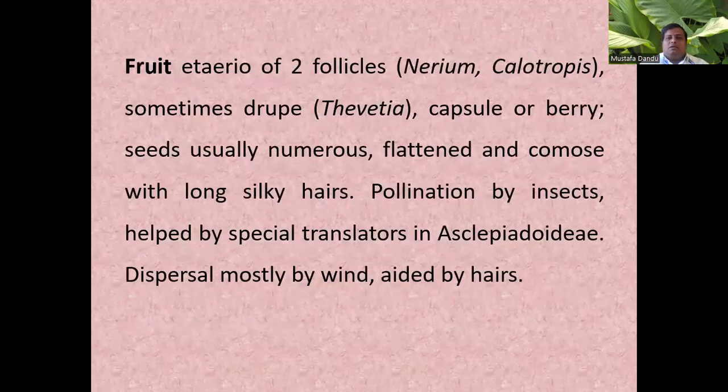Fruit is an etaerio of follicles, like Nerium and Calotropis, as you can see. Sometimes drupe, like in Thevetia, capsules or berry. Seeds usually numerous, flattened, comose with long silky hairs. Pollination is by insects mainly. Dispersal is mostly by wind.